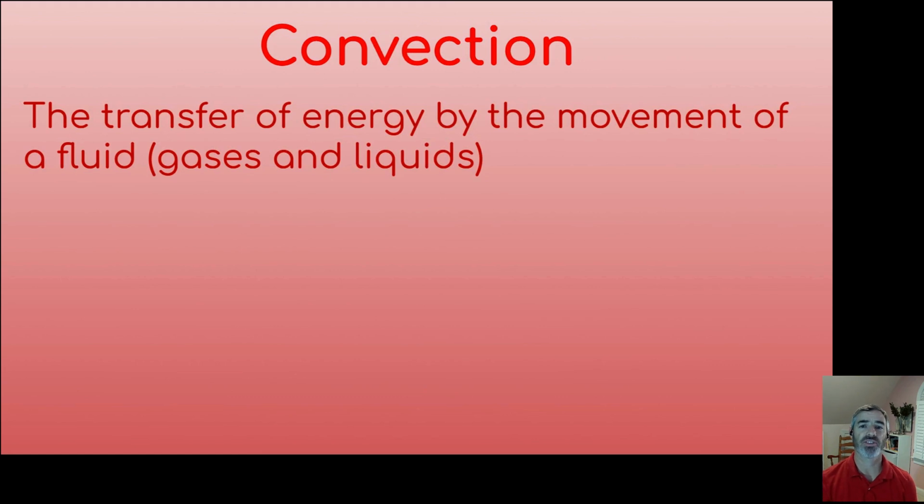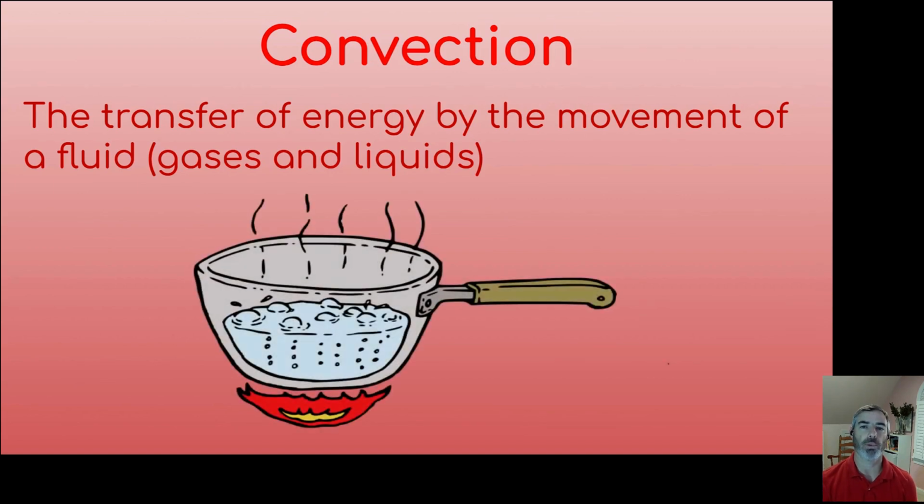And convection is energy transferred through the movement of fluids. Remember, a fluid is a gas or a liquid. So let's look at that boiling pot of water that you had on the table. We have conduction at the contact point between the flame and the pan. But what's causing that water to boil faster is the process of convection.